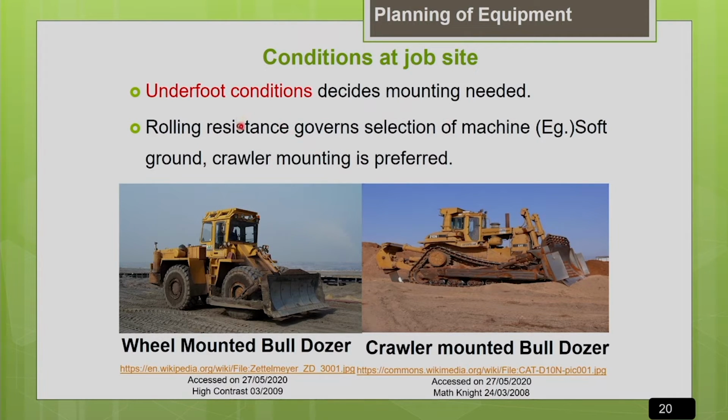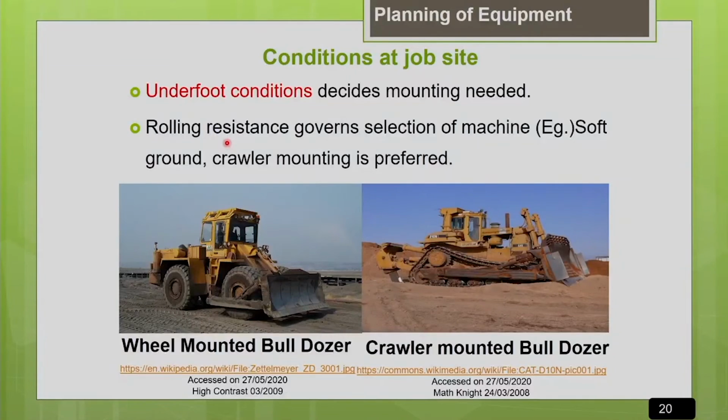Another important thing to be noted is rolling resistance, which will govern the selection of machine. What is this rolling resistance? When your machine is moving over a particular road surface, how much resistance the road surface is going to offer to the movement of the machine is called rolling resistance. If your underfoot conditions are very poor, if it is a rocky terrain or a very muddy terrain, the amount of resistance offered by the haul route to the movement of the vehicle will be very high.